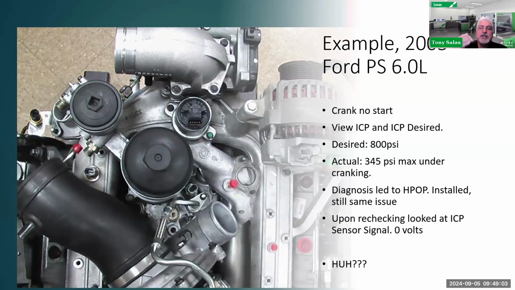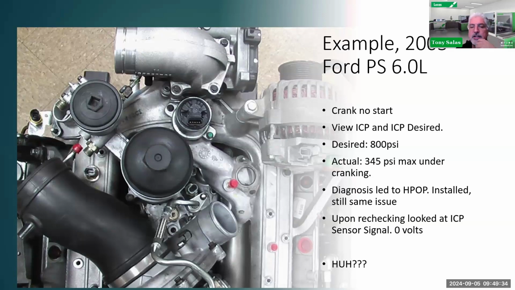actual, ICP desired, and the ICP signal. And sure enough, I'm cranking on it, and I could see it desiring 800 or so, and I could see the actual going up to 345, and that's it, right? But when I was looking at the ICP sensor signal, it kept reading 0 volts and never changed. So that 345 was a default value. Since the computer could not control the ICP, it was keeping the engine from starting.